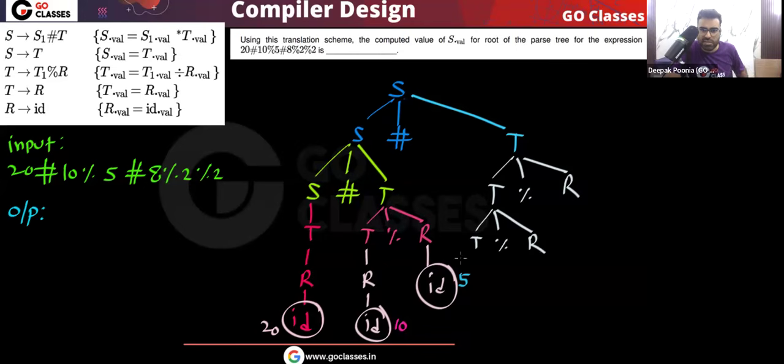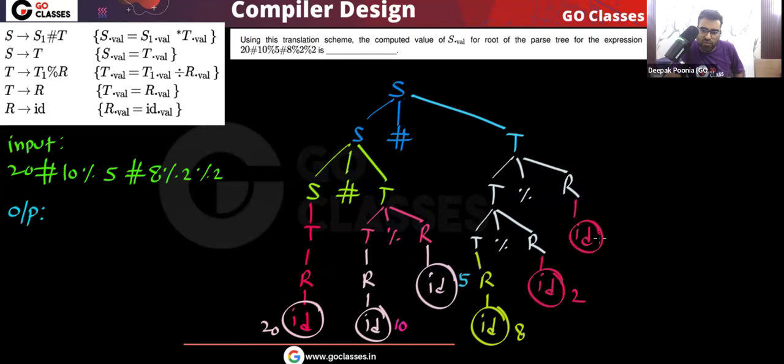Okay. Now you can see that this t will go to r. This r will go to id. And what is the lexical value for this token id? That is 8. Next you can see this r will go to id, and the lexical value for this token id is 2, and this r will go to id, and the lexical value for this id token will be 2. Okay, I hope you understood. So finally you got this parse tree.